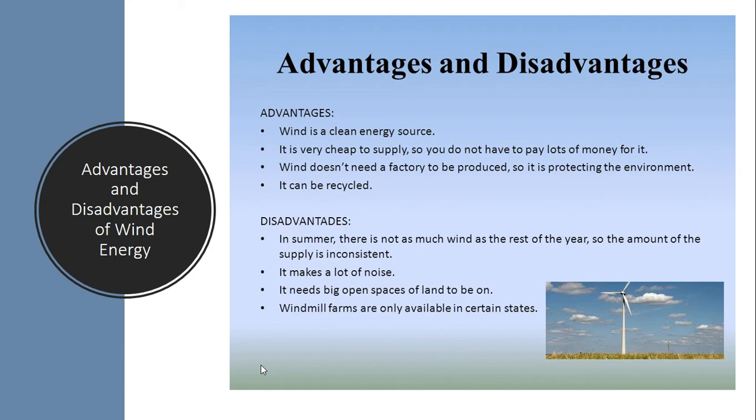Depending upon the season, we could see fluctuation in how much energy the wind turbine is able to harness, because remember, it has to pick up wind speeds between 8 and about 55 miles per hour in order to generate electricity. But in looking at its advantages, we know it's clean in terms of its emissions. It can be quite cheap to supply, and wind doesn't necessarily need a factory to be produced, right? And it can be recycled.